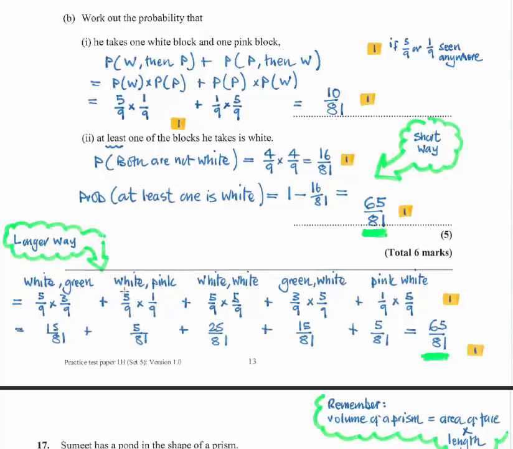The probability of this happening is the probability of white times the probability of pink. Probability of white times probability of white, and so on. And because this can happen in lots of different ways, that way, or that way, or that way, when it's "or", we add. So these are the individual probabilities of these different situations, and we add them together because together it is the probability that at least one of those blocks is white. 65 out of 81.